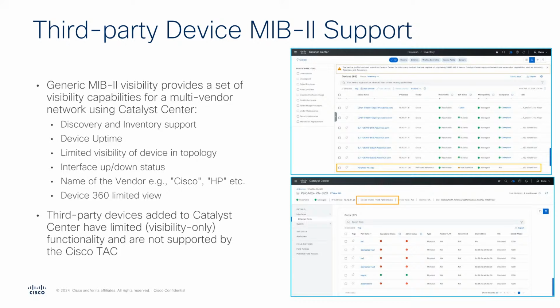One extra thing to mention on the slides there is that your third-party devices are defined as non-Cisco. So you got your MIB2 support, and they can be added to Catalyst Center. Cisco doesn't offer any additional support for the devices, but at least you have your visibility. So the feature can actually help you manage a complex network, at least with additional visibility within Catalyst Center.